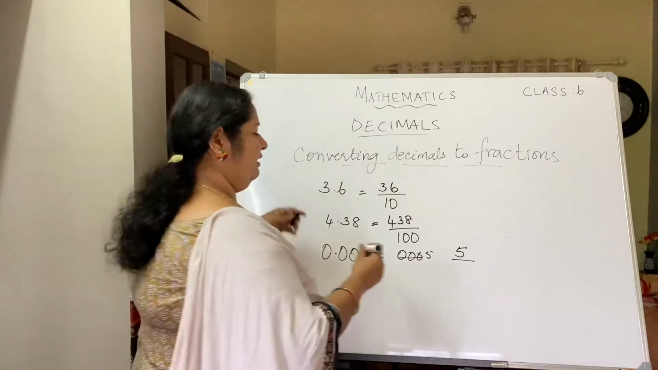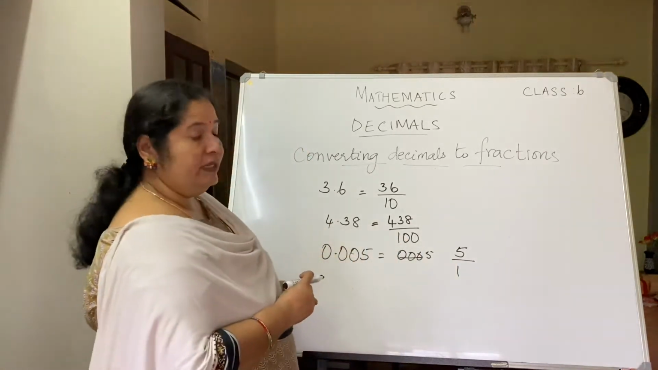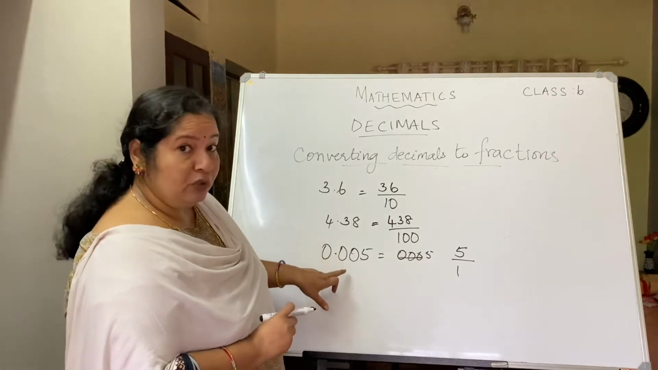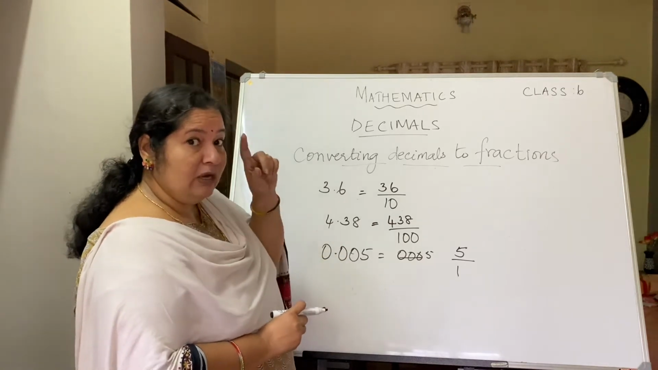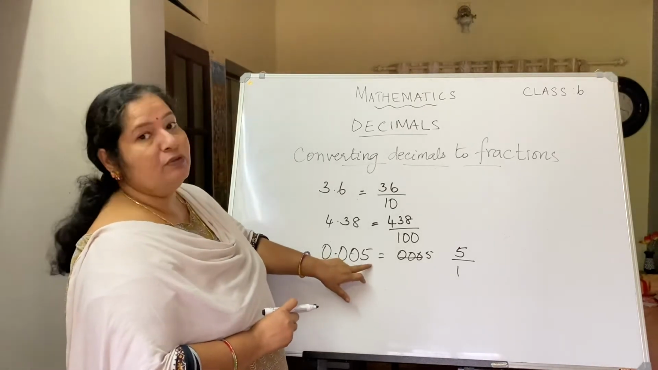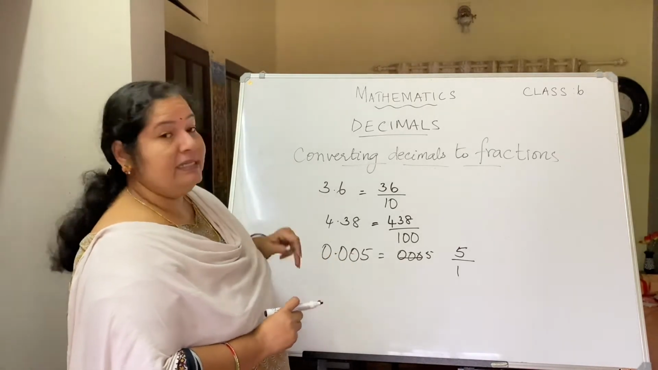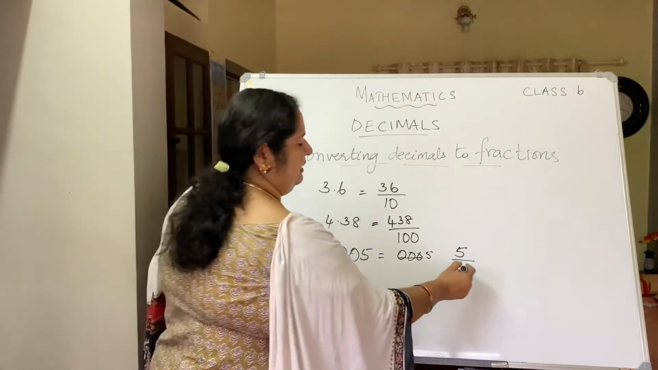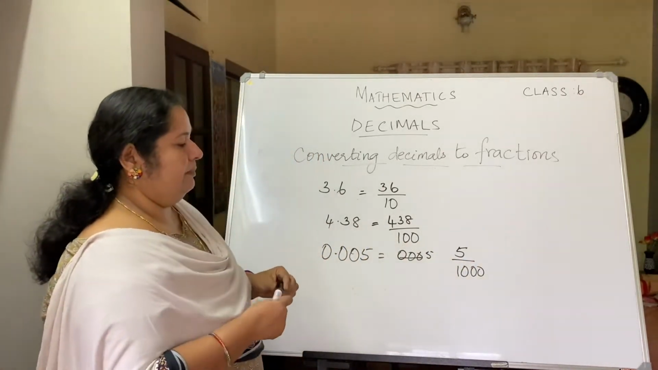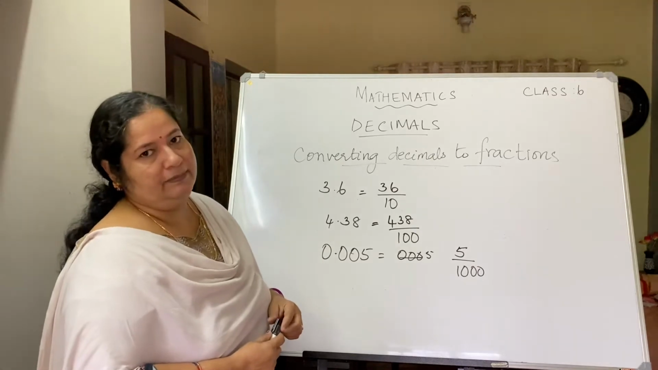And the denominator will be a 1 followed by how many zeros? How many decimal places are there? Even though the digit is 0 here, it has got a place. This is the tenth, hundredth and thousandth place. So how many decimal places are there? 3 decimal places. So a 1 followed by 3 zeros. That is 5 by 1000.